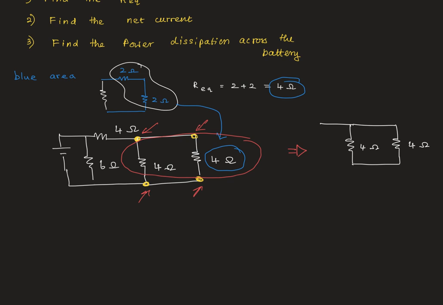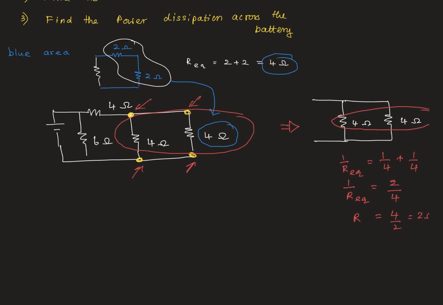And of course you have other stuff over here, but we are not paying attention to the other area. We are only looking at these two. So we are finding the R equivalent for the red area, and that would be 1/4 plus 1/4, and when you add them together that will give you 2/4, and when you take the reciprocal you will have 4/2, or 2 ohms.